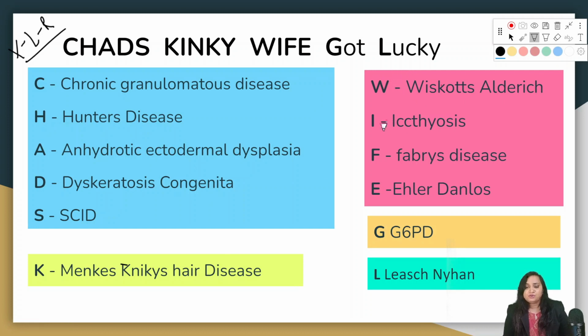W stands for Wiskott-Aldrich, I stands for ichthyosis, F stands for Fabry's disease, E stands for Ehlers-Danlos syndrome, G stands for G6PD and Lesch-Nyhan syndrome. So this is a very easy mnemonic to remember X-linked recessive disorders.